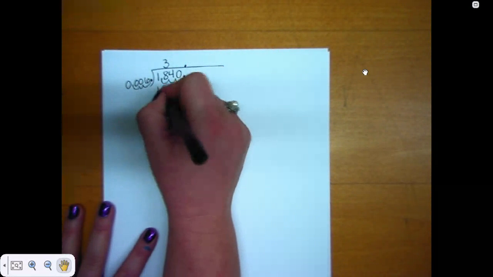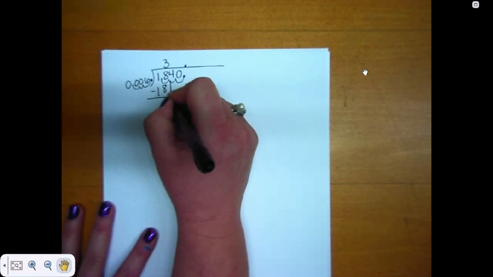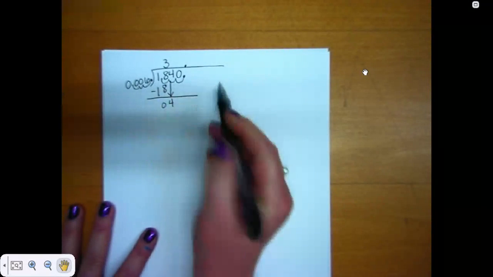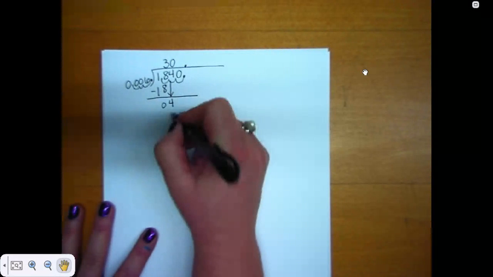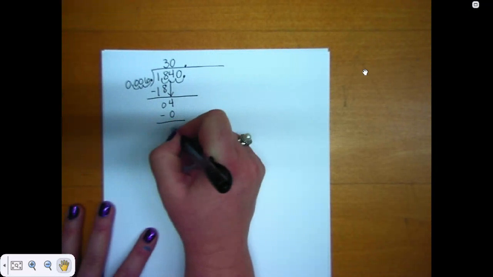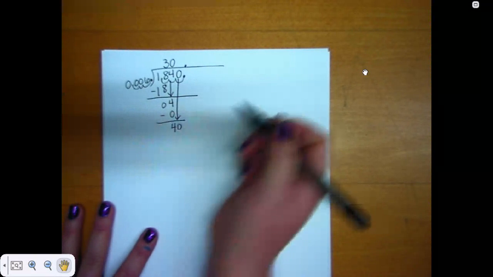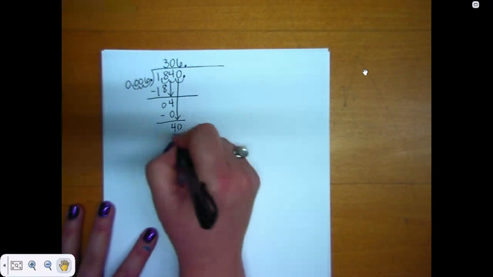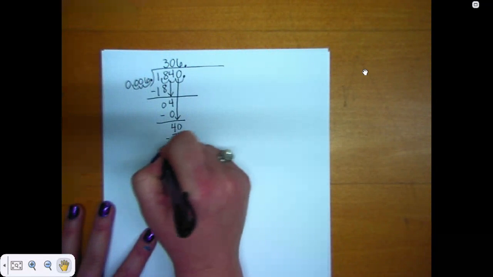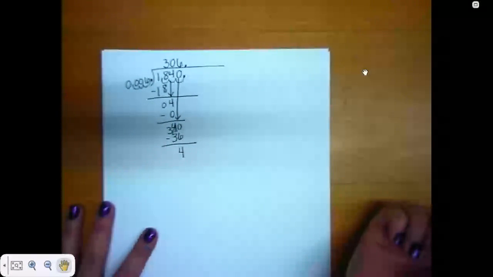3 times 6 is 18. I subtract. I get 0, so I bring down my 4. 6 won't go into 4, so that's 0. 0 times 6 is 0. Subtract, and I get 4. And I bring down my 0. 6 will go into 40 six times. 6 times 6 is 36. I subtract, and I get 4.